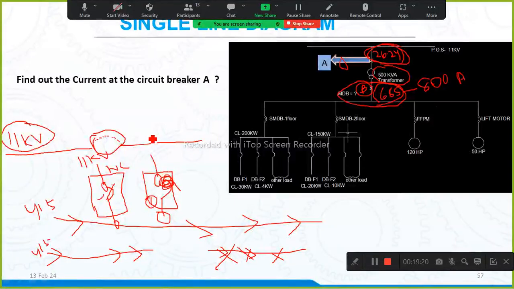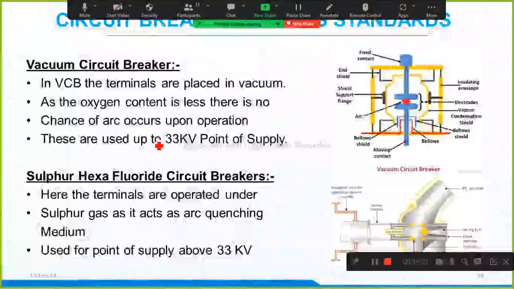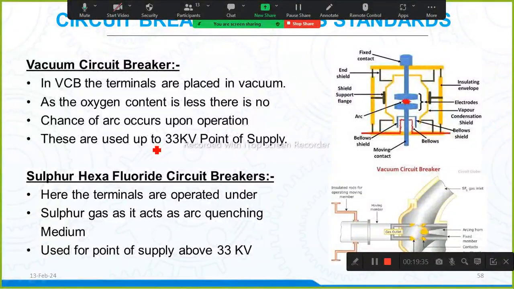Yes, sir. So LT side circuit breakers can't be used on the HT side because they are not designed for the higher voltage. Now what do we need to do? An HT side circuit breaker should have an arc quenching medium. We have three kinds of circuit breaker in the market: oil circuit breaker, vacuum circuit breaker, and sulfur hexafluoride circuit breaker.